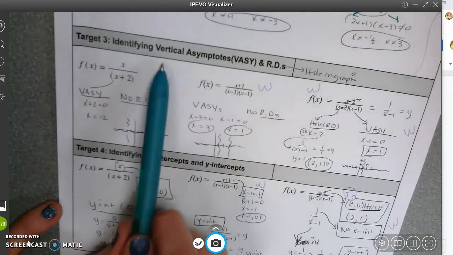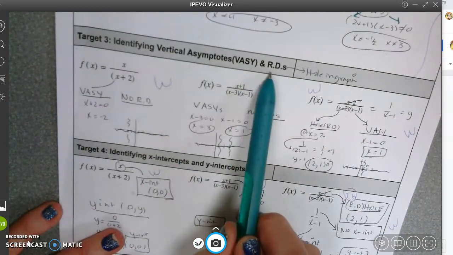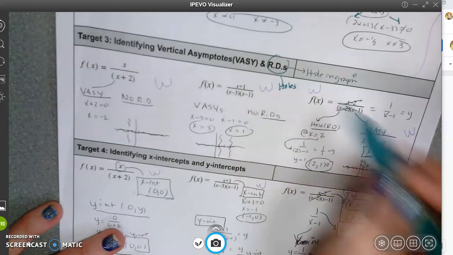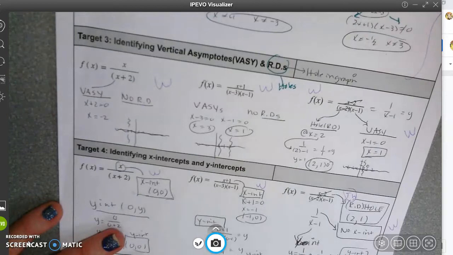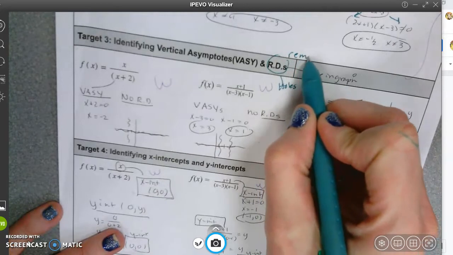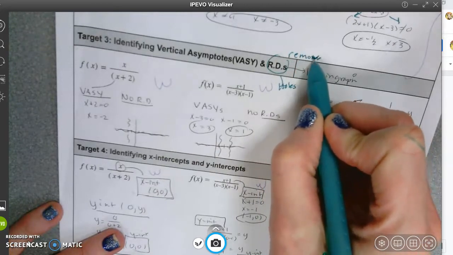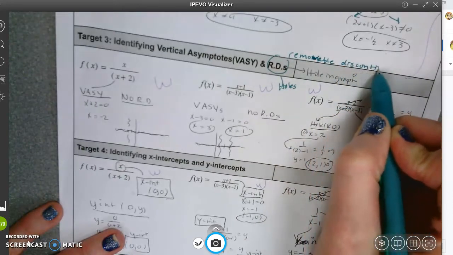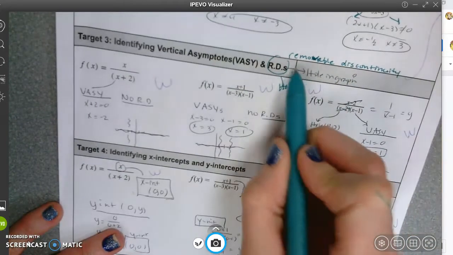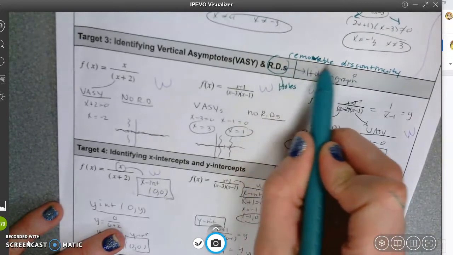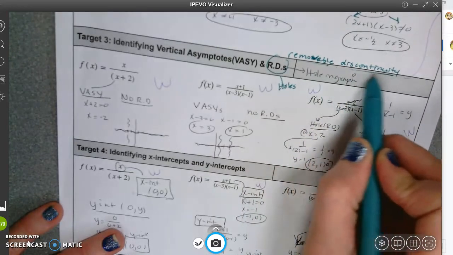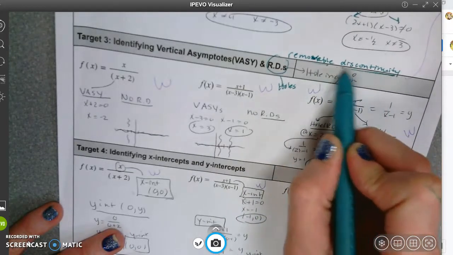So here you've got vertical asymptotes we're looking for, and RDs, which we also call holes in the graph. So RD stands for removable discontinuity. I'll put that up here. Removable discontinuity. What that means is it's a point that you reduced and removed from the equation, so therefore you remove it from the graph because it breaks the graph up and makes it not continuous, so it shows a hole.